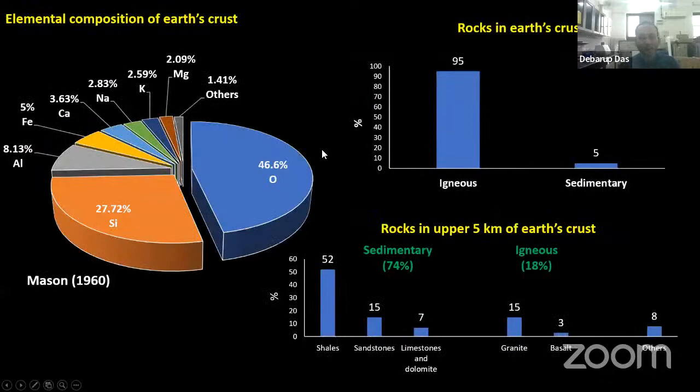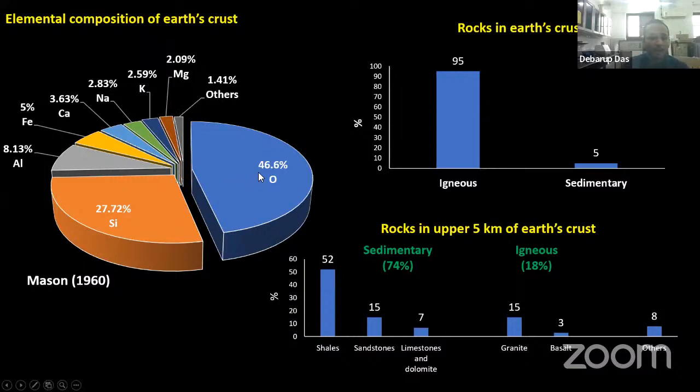Now, this is the most important part in crust. That is, what is the elemental composition of our crust? Rocks in our crust and rocks in upper 5 km of the earth's crust. So first, let us have elemental composition of earth's crust. 46.6% oxygen, 27.72% silicon, around 8% aluminium, 5% iron, 3.6% calcium, 2.8% sodium, 2.59% potassium, around 2% magnesium, and 1.41% other things.